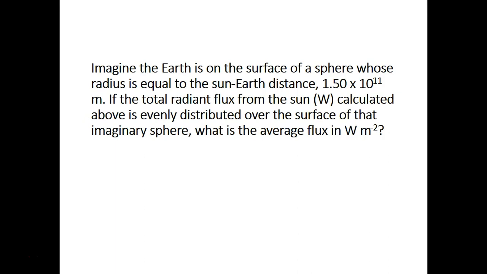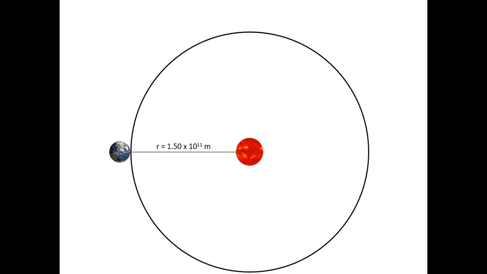If the total radiant flux from the Sun in watts, calculated from the last problem, is evenly distributed over the surface of this imaginary sphere, what is the average flux in watts per square meter? So in setting this problem up, you really just need to imagine this imaginary sphere. Here it's shown by this black circle, and obviously this is a two-dimensional representation of a three-dimensional problem.